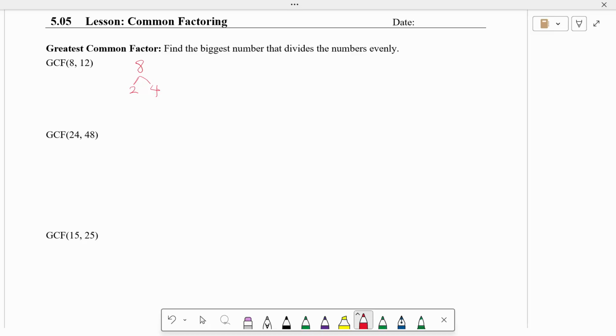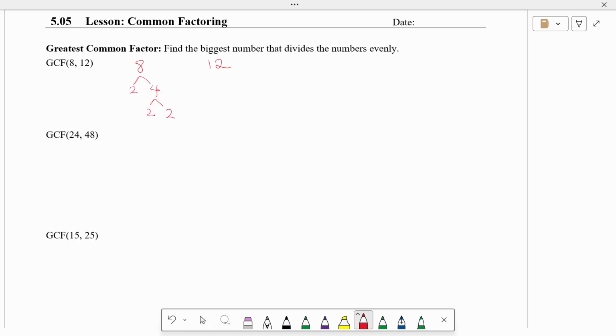Now, we can continue breaking this number down. So here, 4 would be what? 2 times 2. So 8 is what? 2 times 2 times 2. Everyone okay with that?